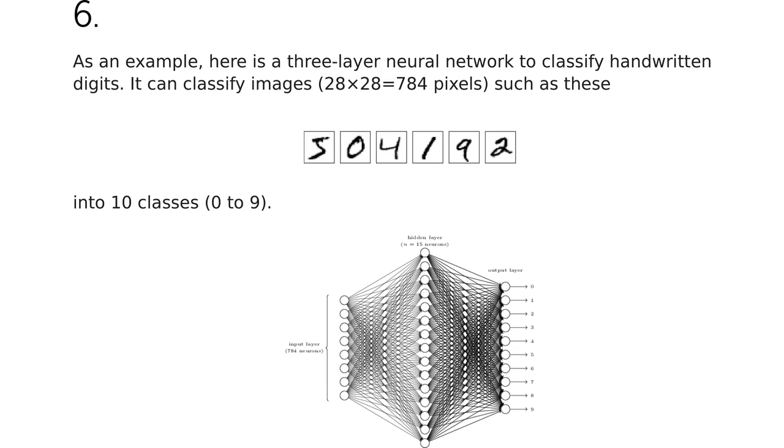Our input would be images of these digits, where each image is composed of a grid of pixels, say 28 by 28, which gives us 784 individual input features. These features are fed into a 3-layer neural network. The network's job is to process these pixel values and decide which of the 10 possible classes, representing the digits from 0 to 9, the image belongs to.